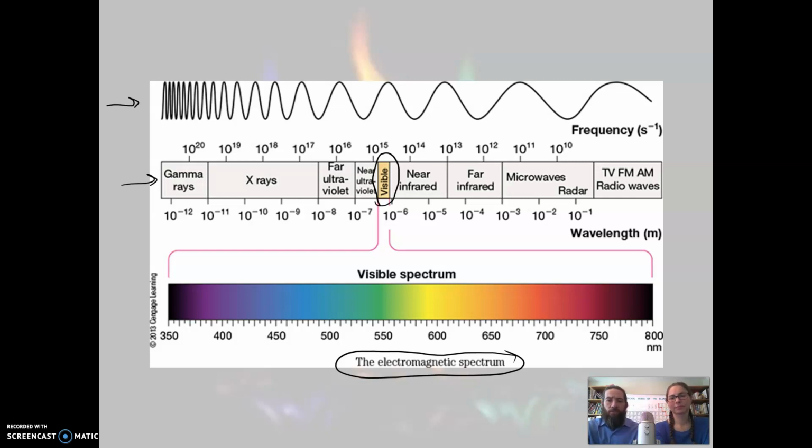We've got this term frequency that has units of seconds to the -1. That's the same as 1/seconds. So we're going to have to talk about frequency. And we also have wavelength here. So this is units of meters, and these are all things to consider when we're looking at a wavelength of light, or a wavelength from the electromagnetic spectrum.